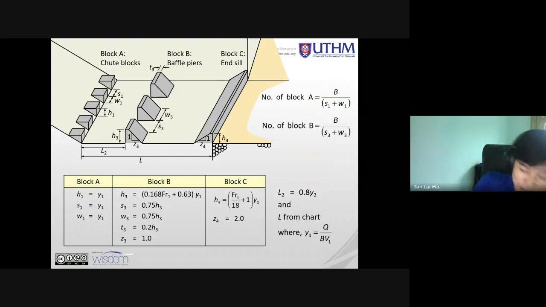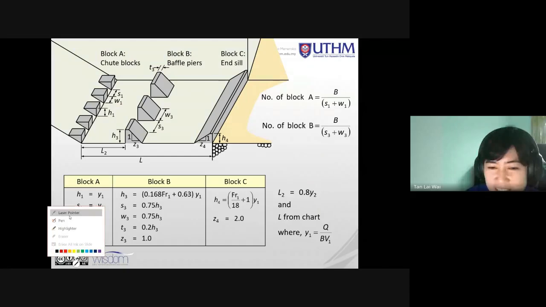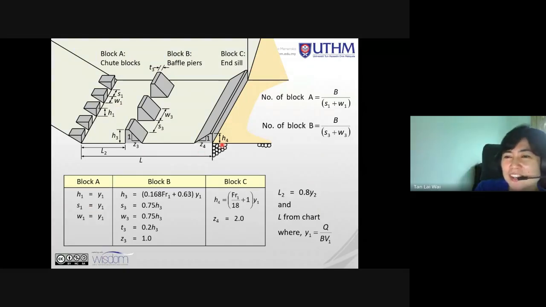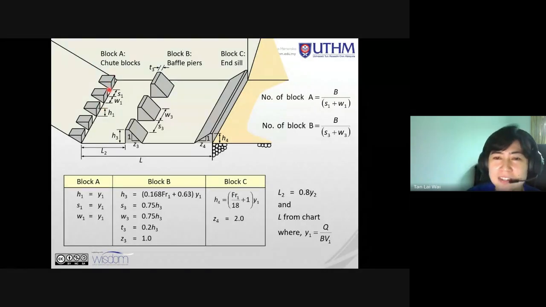Okay, now this diagram I explained earlier, in the earlier slide. Let me ask you, how are we going to determine the number of blocks? We know the width. Let's assume the spillway has a rectangular cross section. So you have a width here. This is the width. This is your spillway. This would be the width of your spillway.